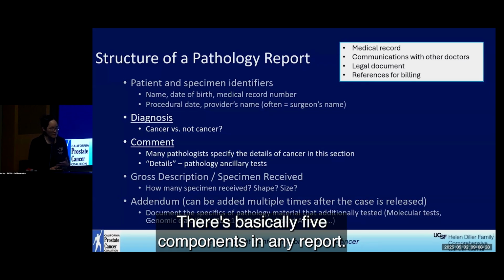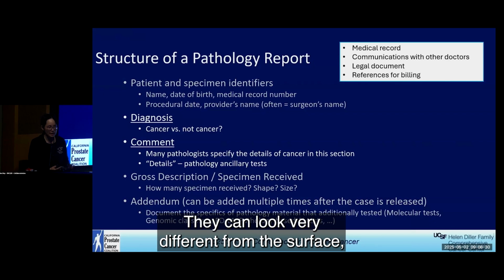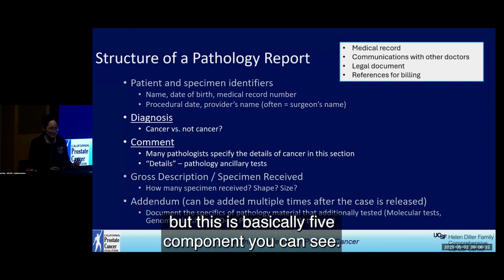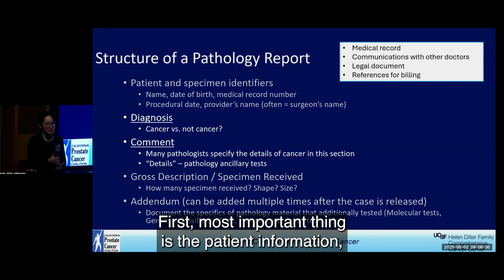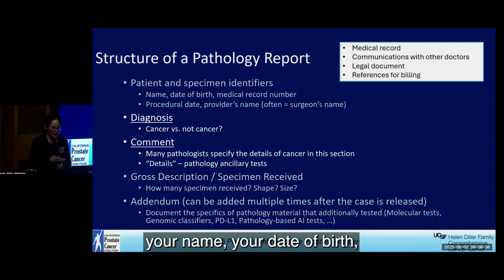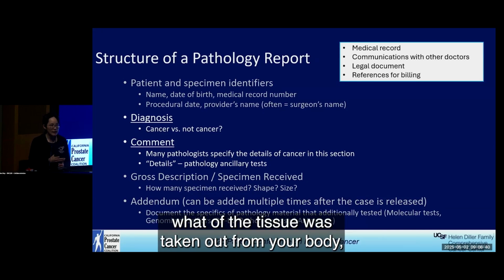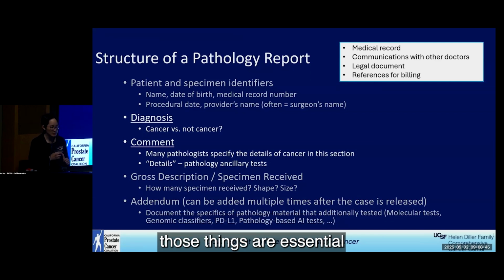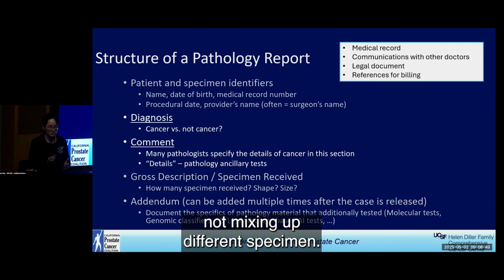There are basically 5 components in any report. They can look very different from the surface, but these are basically the 5 components you can see. First, the most important thing is the patient information: your name, your date of birth, what time the tissue was taken out from your body. Those things are essential because it's essential not to mix up different specimens.